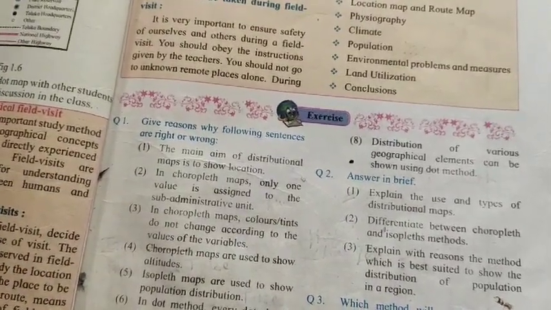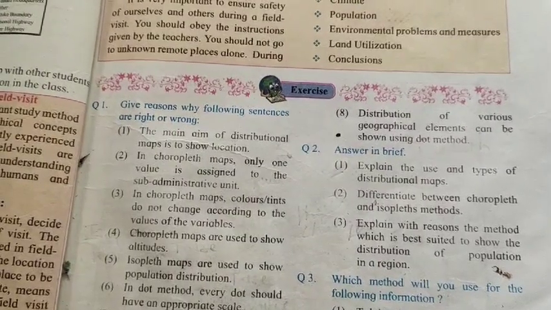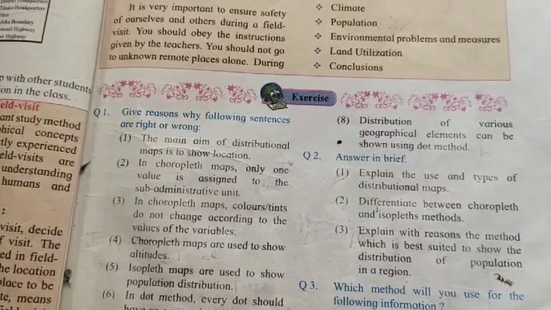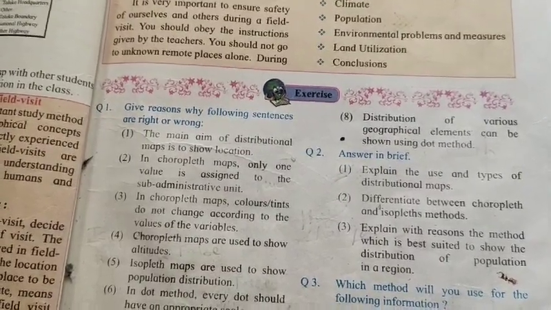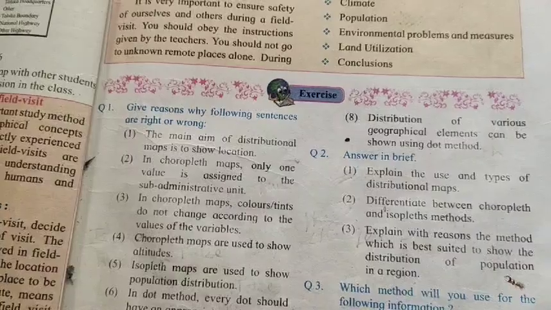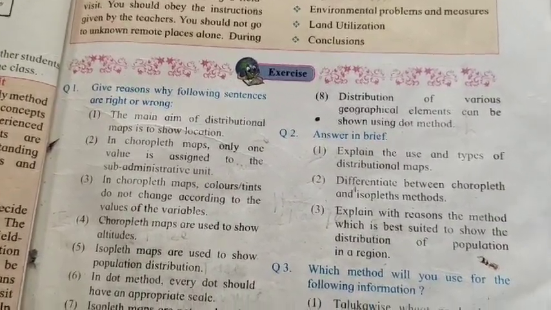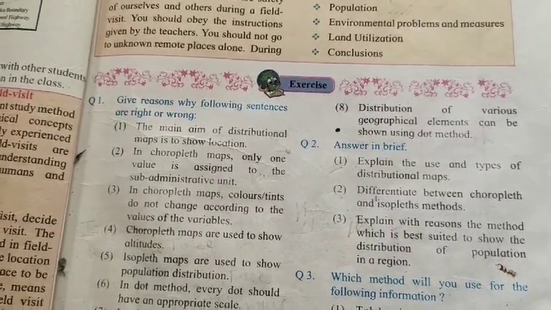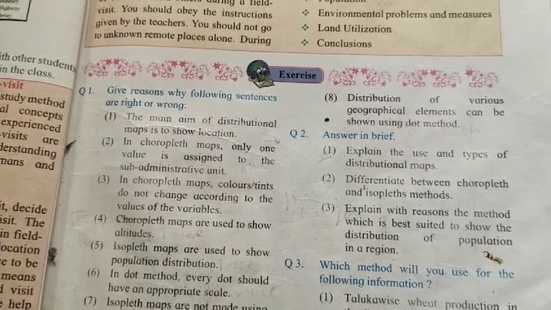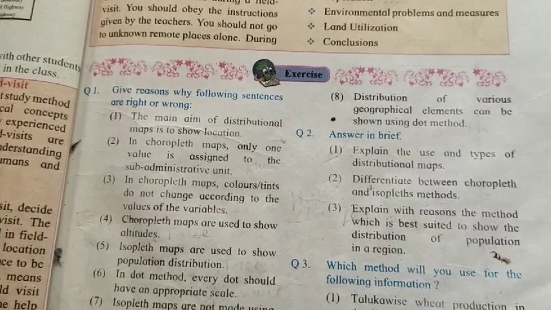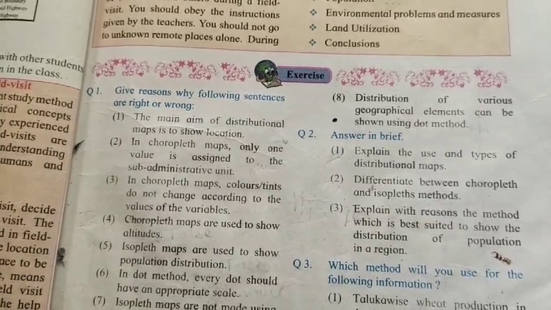So in isopleth column, the second point you will write is variables like temperature, rainfall, altitude, etc. can be shown. Now let's come back to the choropleth method. The third point below this method is one value for each sub-administrative unit is considered.